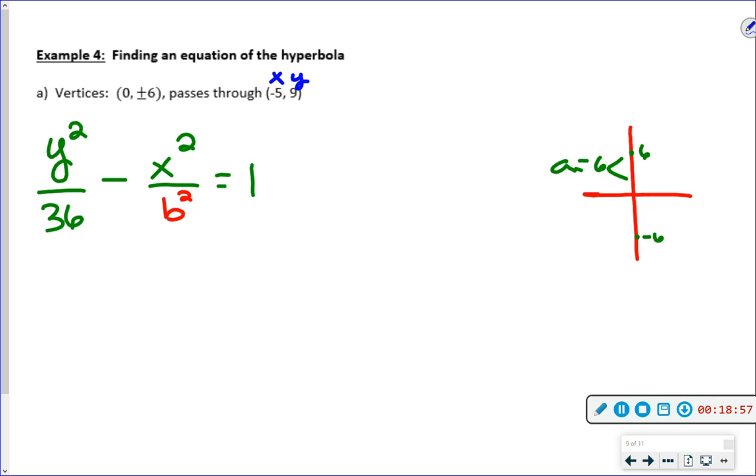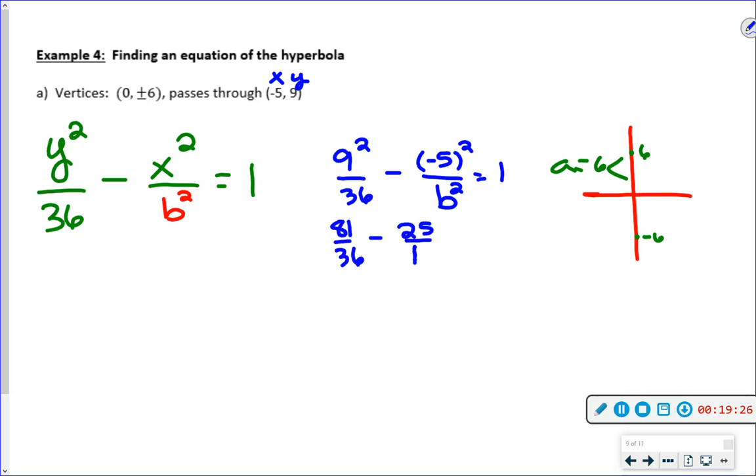So I'm like, all right, let's see what happens. I'm going to plug negative 5 in here for x, and I'm going to put in 9 for y and see what we have. So I'm going to have 9 squared over 36 minus (-5) squared over b squared. And I'm like, oh, I can work with that because my only variable in there is b squared, which I need. So I'm just going to now algebraically go through and try to solve for b squared. 81 over 36 minus 25 over b squared equals 1.